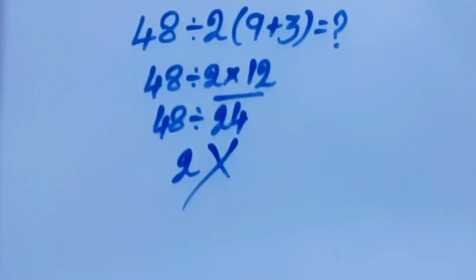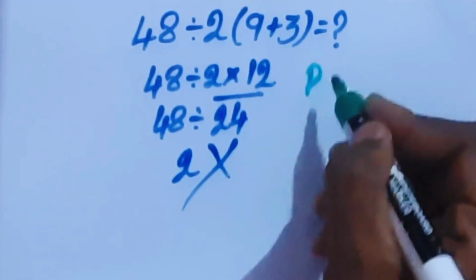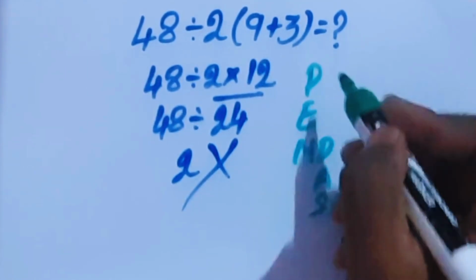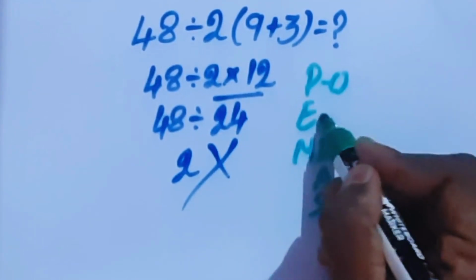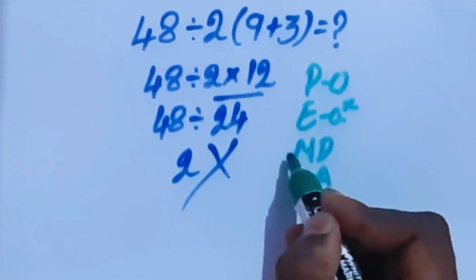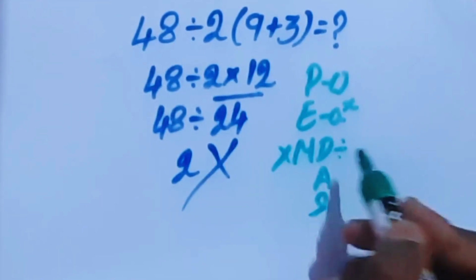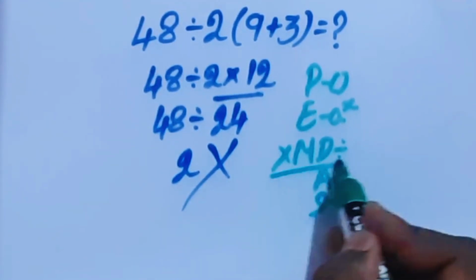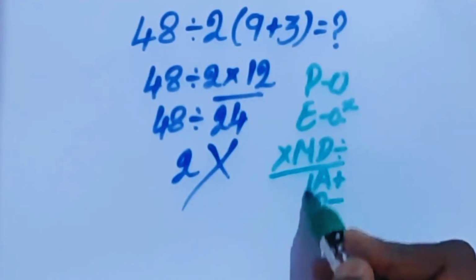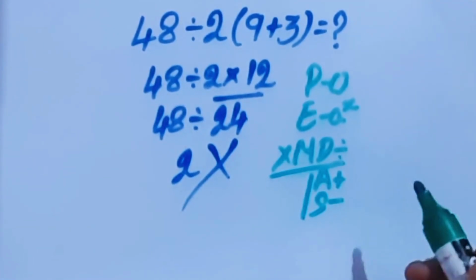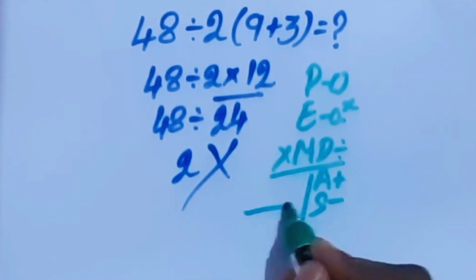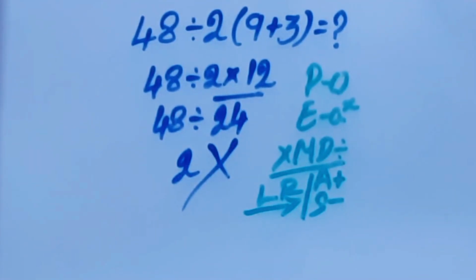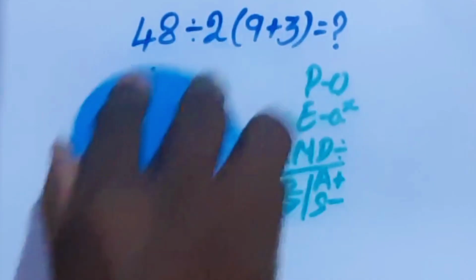Now here we are going to introduce that PEMDAS rule from order of operations. Here this is a bracket, higher priority. This is exponent. M stands for multiplication, D stands for division, A stands for addition, S stands for subtraction. Here multiplication and division are equal priority. Also addition and subtraction are equal priority. For this we are going to introduce another rule called left to right. Now we are going to solve this problem in the correct way by using this order of operations, PEMDAS.